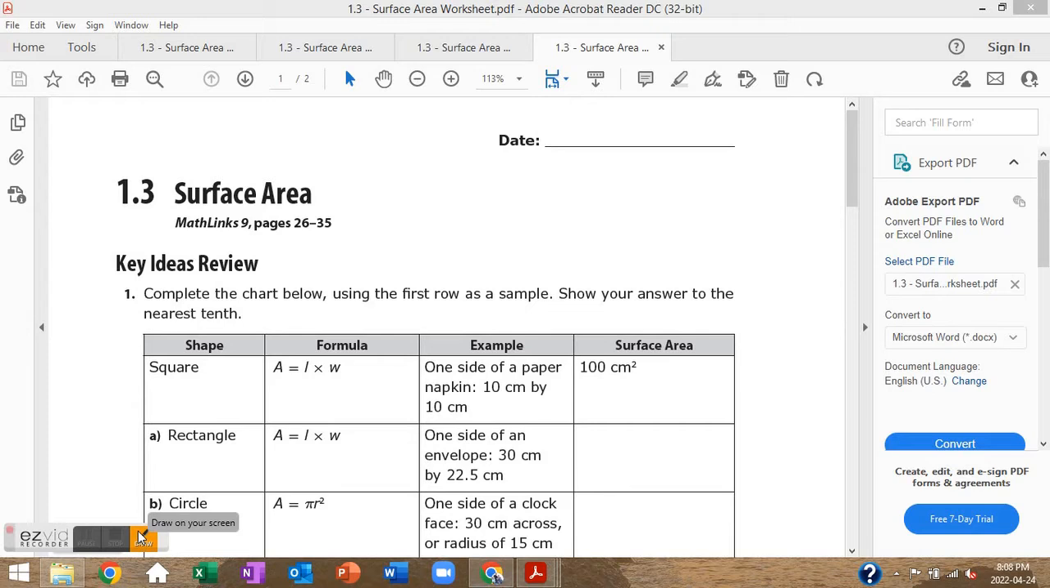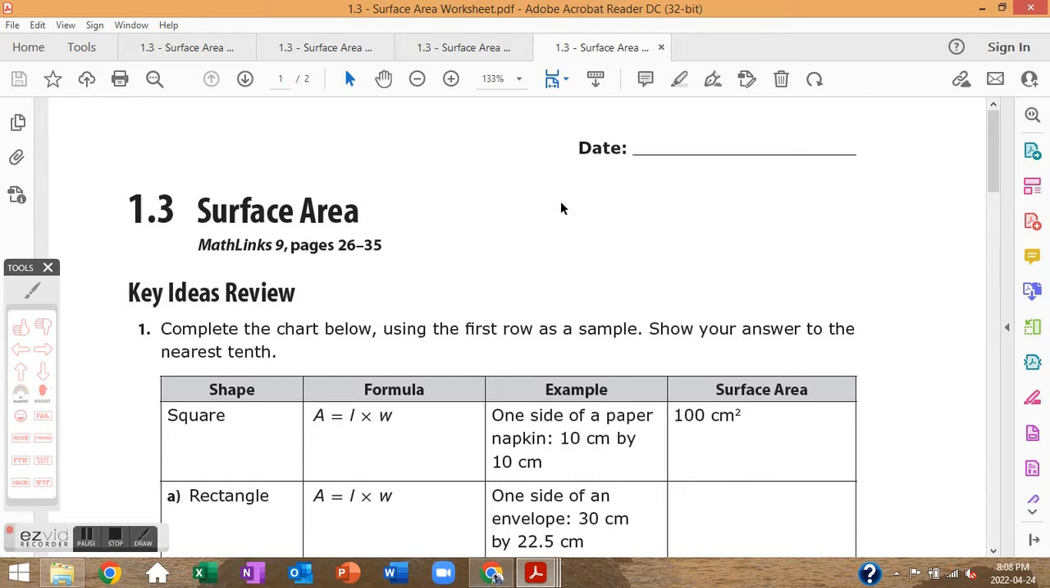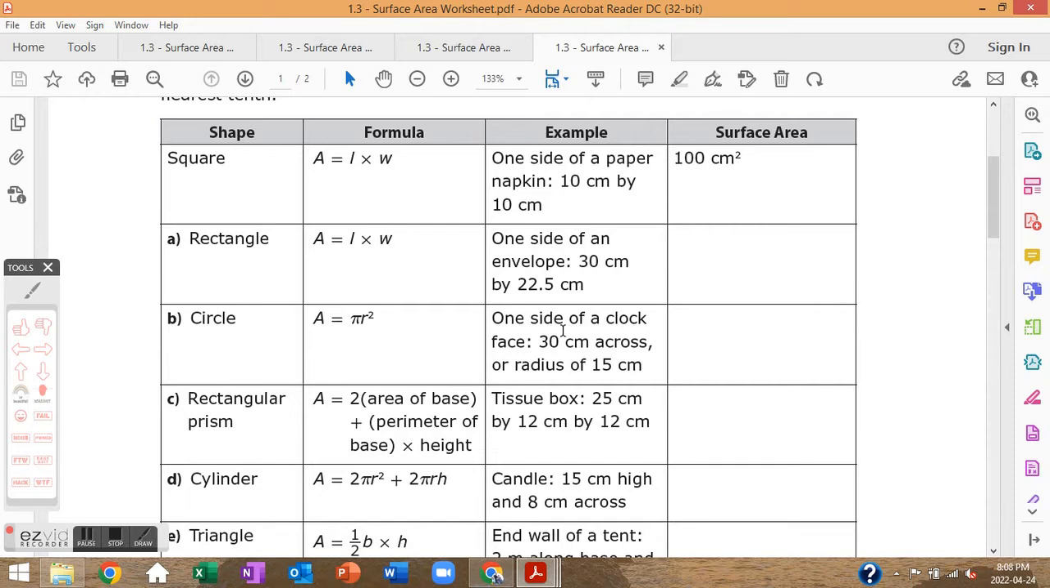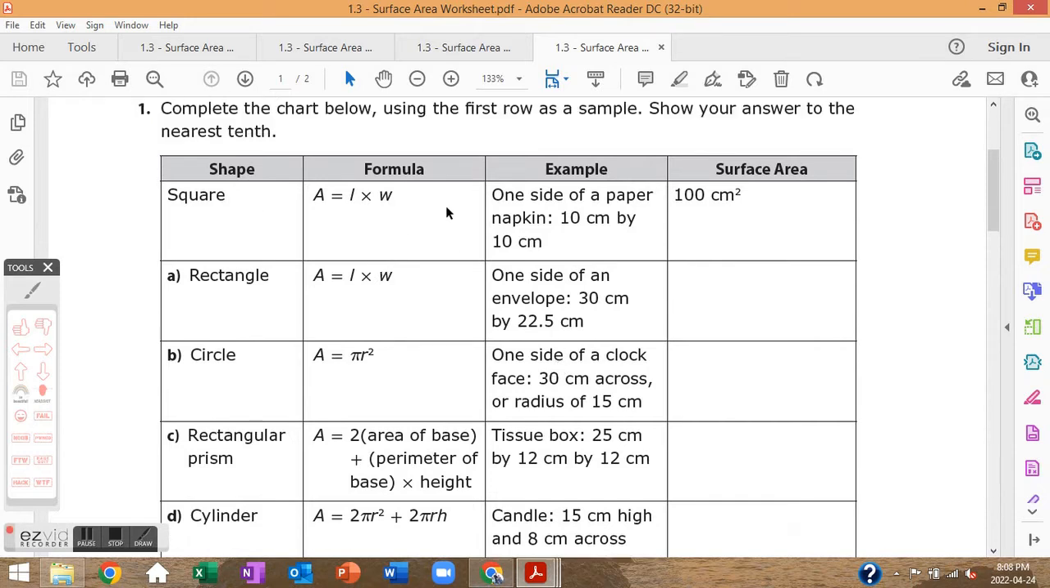All right, so a couple things to look at here in terms of surface area and just reviewing real quick. We've got just some easy stuff to start with here. I think you can do this without too much extra help from me. Length times width for a square, or just side squared. One side of a paper napkin, 10 centimeters by 10 centimeters. You'll go 10 times 10 and you get 100.